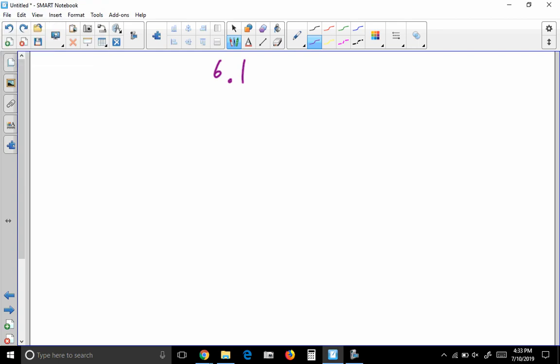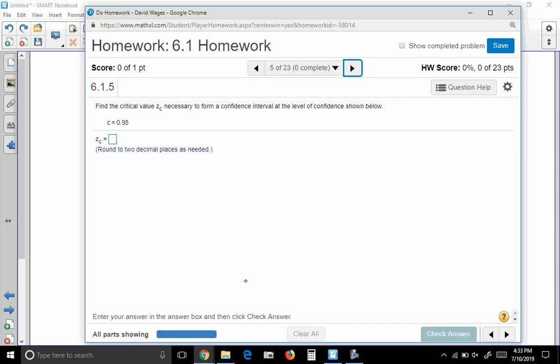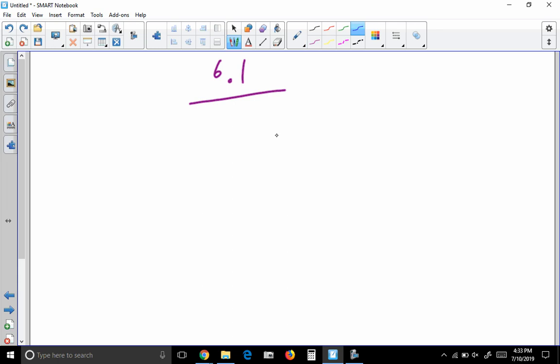After you've gotten through the PowerPoints in 6.1, let's take a look at several example problems from homework. The first one we'll take a look at is number 5. It says, find the critical value z sub c necessary to form a confidence interval at the level of confidence shown below. And our level of confidence is 0.95.